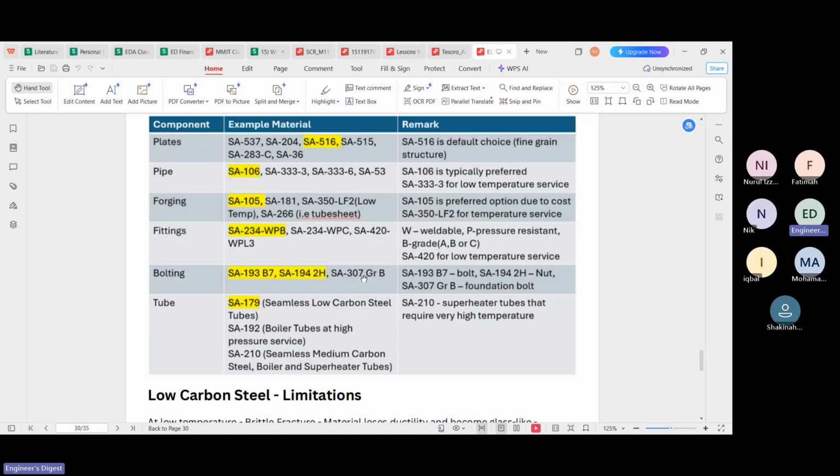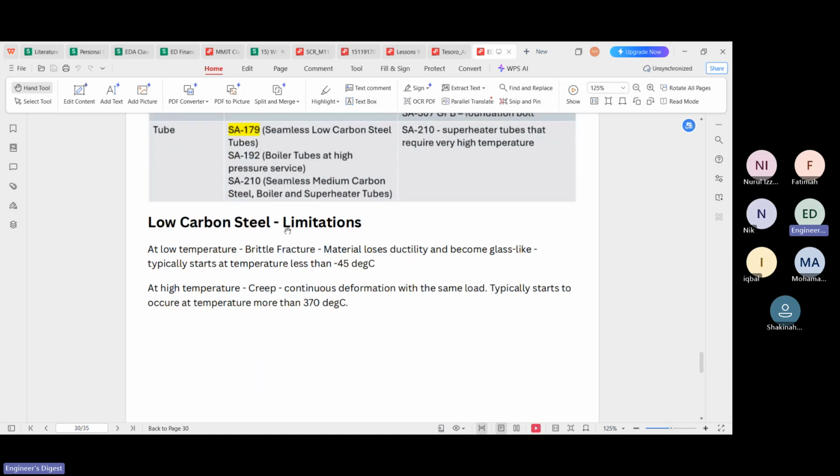Okay, good. Okay, nice. Okay, low carbon steel limitation is... Sorry, there. Sorry, masuk SA.